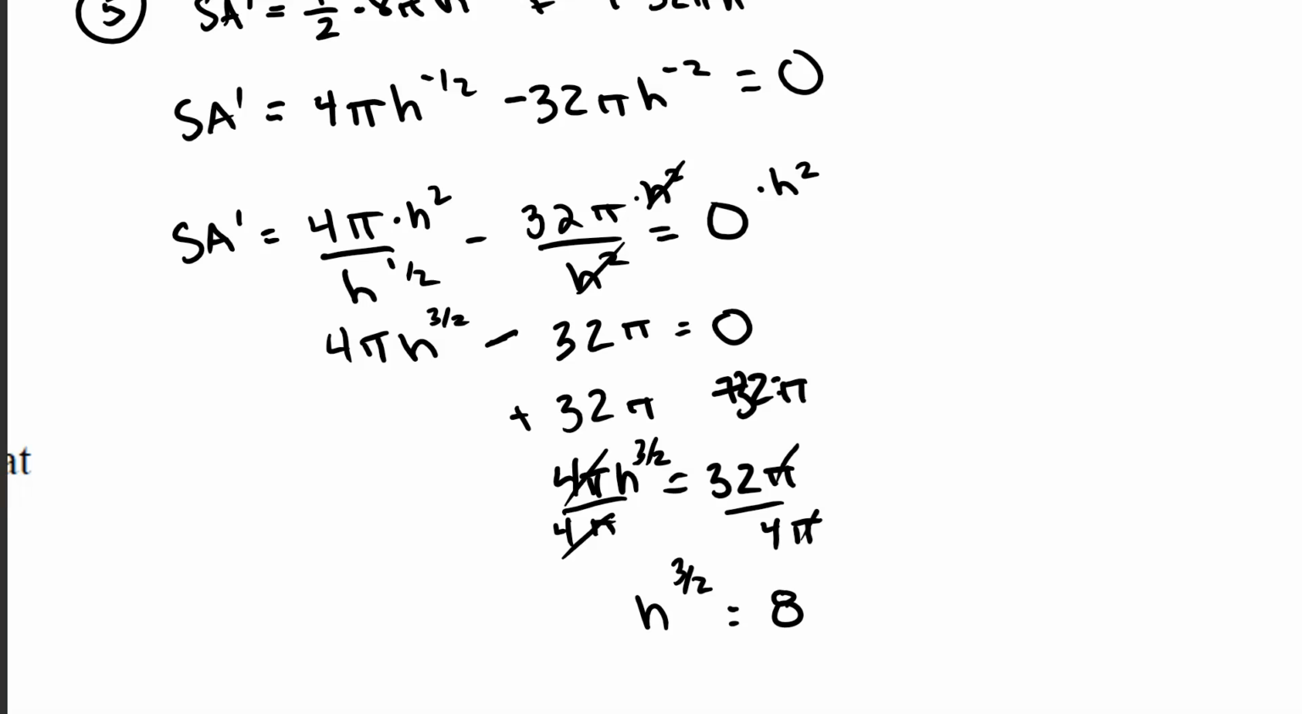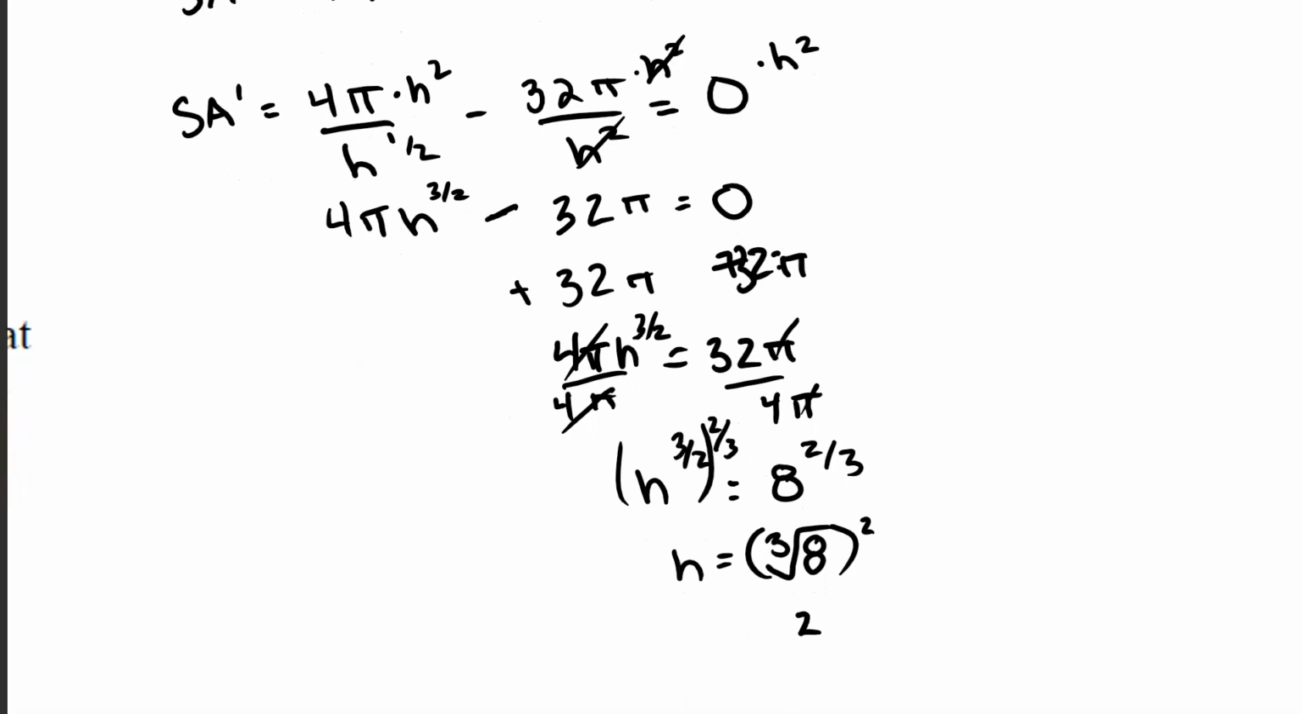All right. So we want to get rid of that 3/2 exponent. So to do that, we're going to use the reciprocal 2/3, right? Because 2 times 3, well, 6 over 6, which is 1, right? So 8 to the 2/3 is the same as saying the cube root of 8 squared. Cube root of 8 is 2. 2 squared is 4. So we've got h equals 4. We need to prove that that is a minimum.